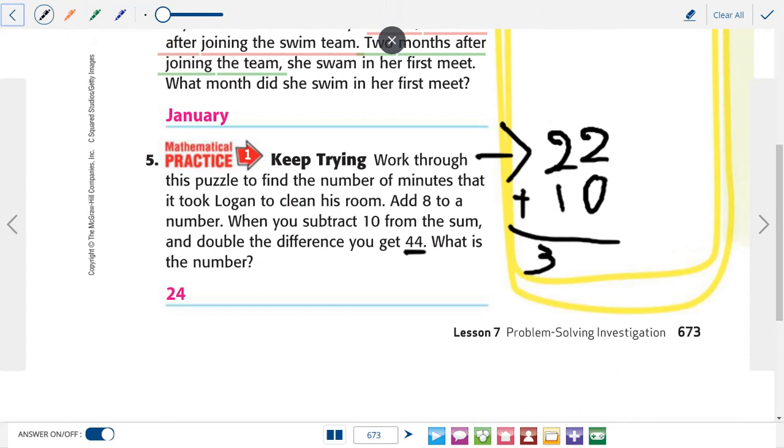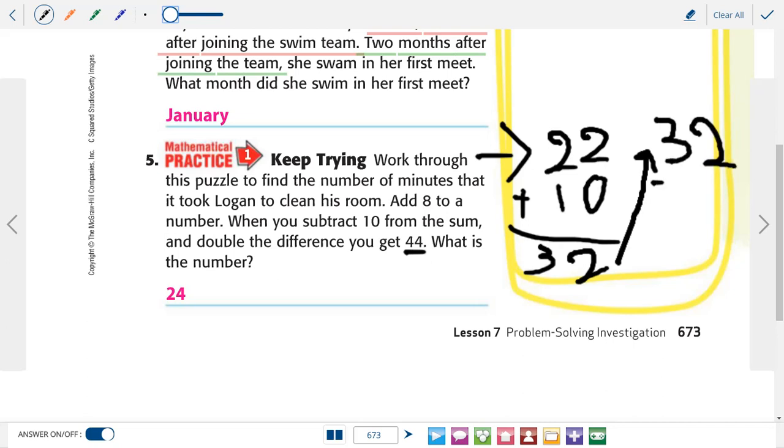The pen finished working. I will let it work again. Okay, 32. Now this 32, we know that we added 8 to it, so we're going to subtract 8. We don't do the same thing. If it is addition, we will turn it to subtraction. So we subtracted 8. That's why the answer is 24.